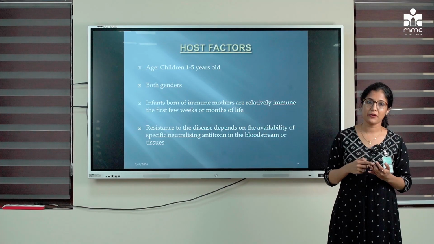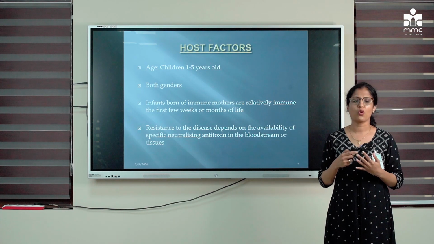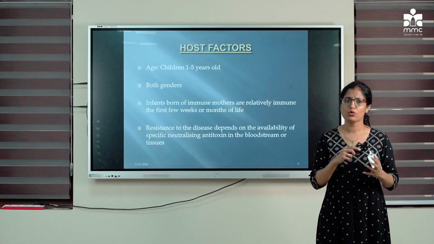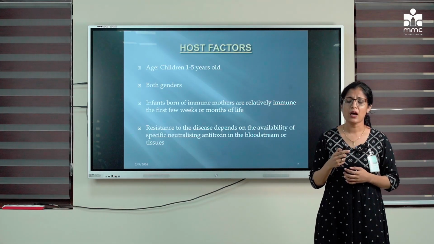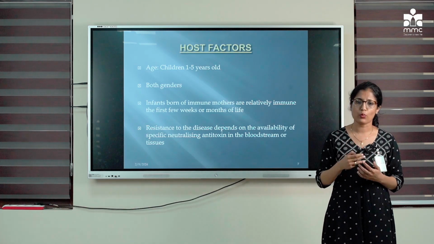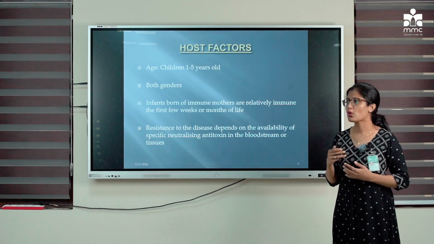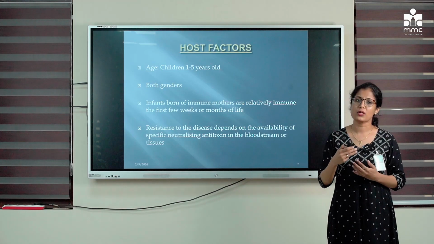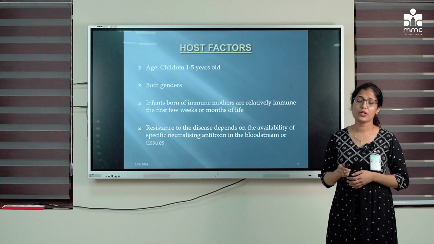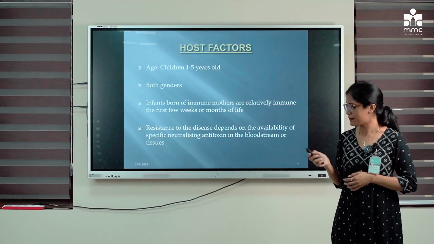Now coming to the second main factor, which is host factors. The disease mainly affects children in the age group of 1 to 5 years. There is no particular age or gender predilection as such; both female and male genders are equally involved. If the mother is immune and has acquired immunity, the infants born to such mothers will also have immunity for the next few months of infancy. The resistance to the disease depends on the availability of specific neutralizing antitoxin in the bloodstream or the tissues.